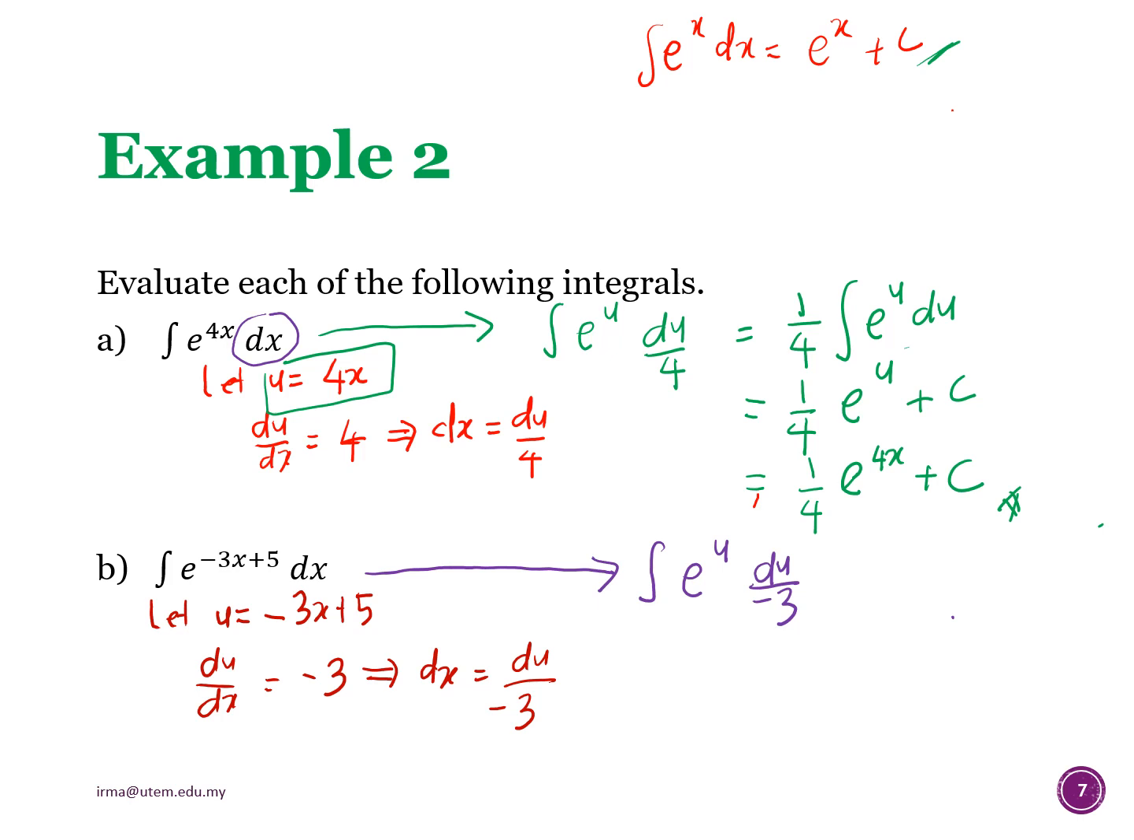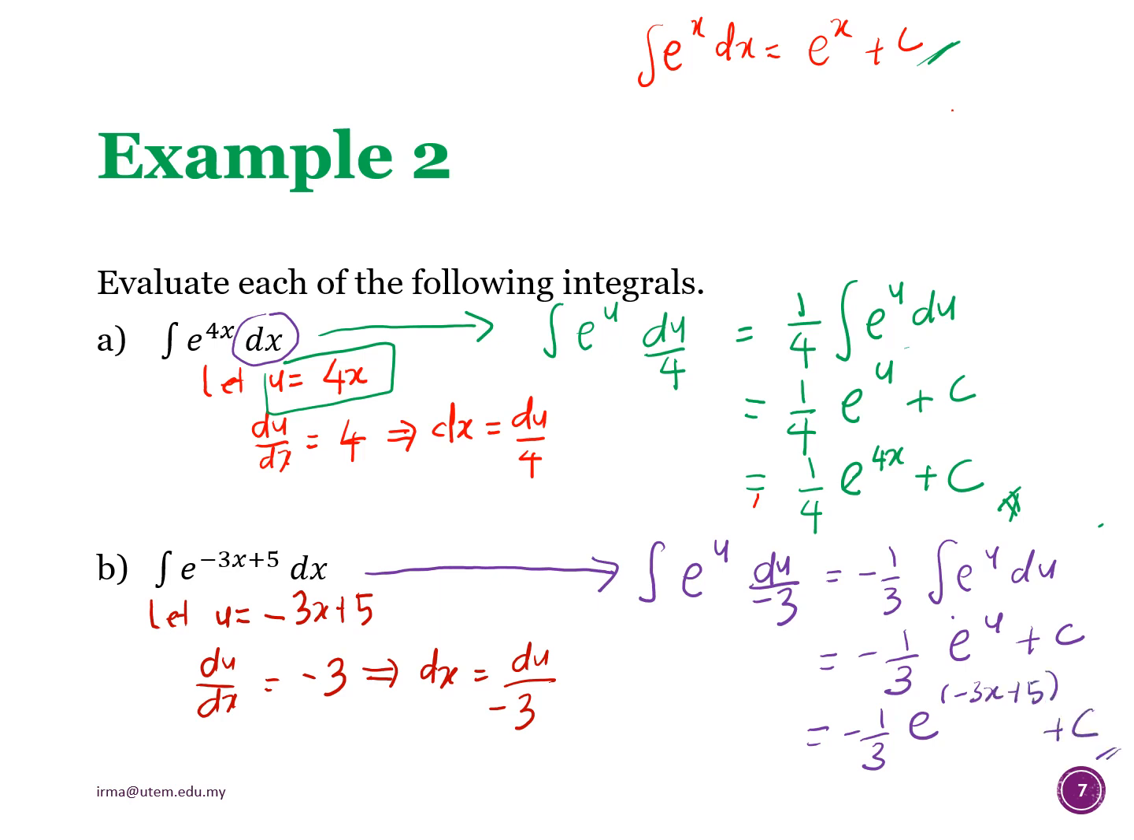Okay, and then this one, everything is in u, so I can bring negative 1 over 3 in front, so I have exponent u du. Using the same solution just now, integrate exponent u, you will get the same function, which is exponent u, but you need to replace that u with negative 3x plus 5 and then plus c. So this will be the final answer.